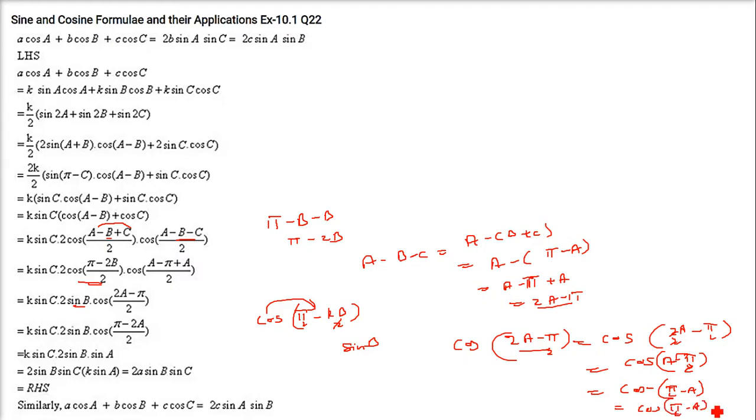And cos pi by 2 minus theta is what? Sin theta. So sin A will come here. So this is K sin C, 2 sin B and sin A. Now sin B and sin C you can take together, and this K sin A can be written as A by sine rule. So we have written 2A sin B sin C. Similarly this can be proved. These two can be proved.